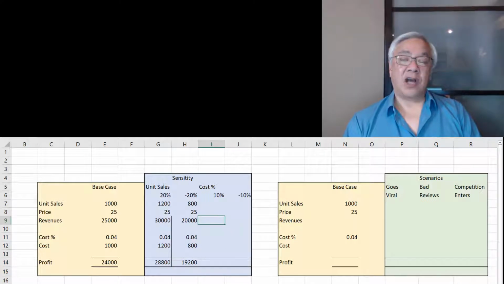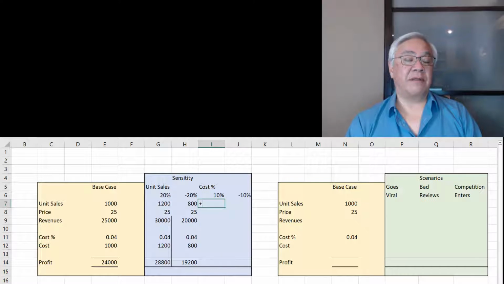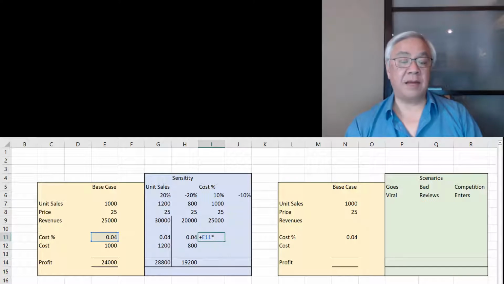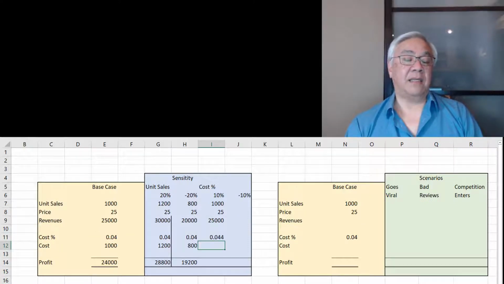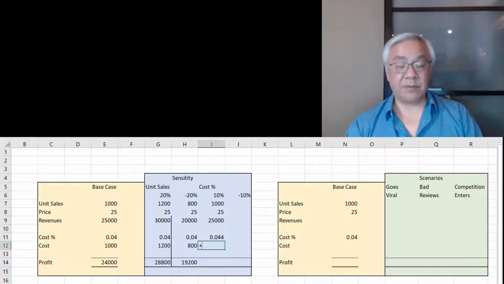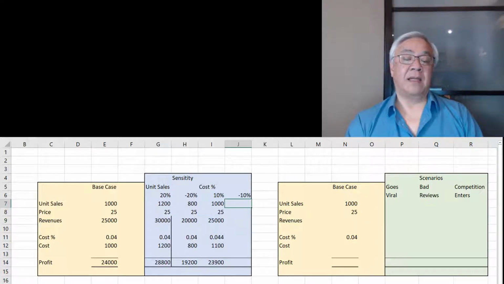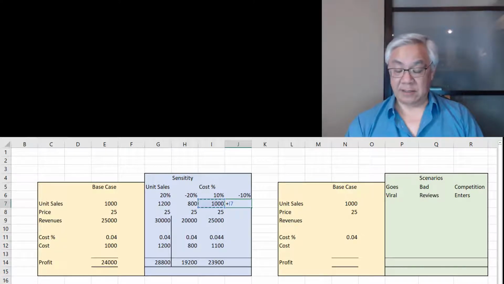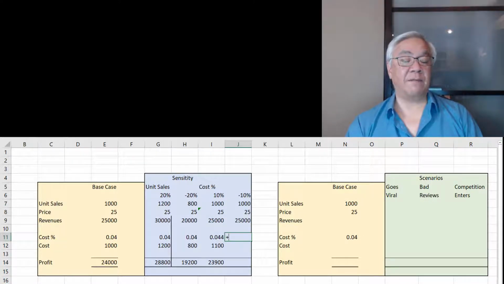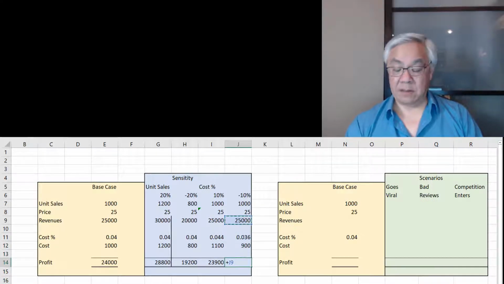What if we had costs go up by 10%? So now these stay the same. And this changes. So this is 4% times 1.1. And the cost then would be 4.4% times revenue. And our profit would then be 23.9, almost nothing. Now, what if it goes down by 10%, right? So these stay the same. We have this number times 0.9 because it goes down. So the cost will go down and our profit up, right?